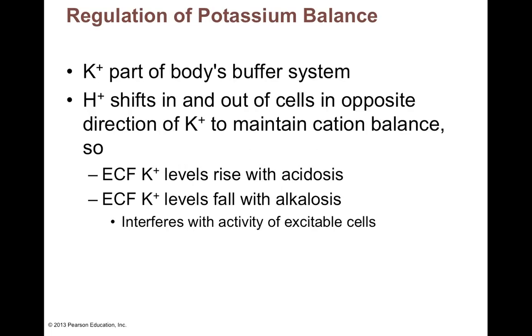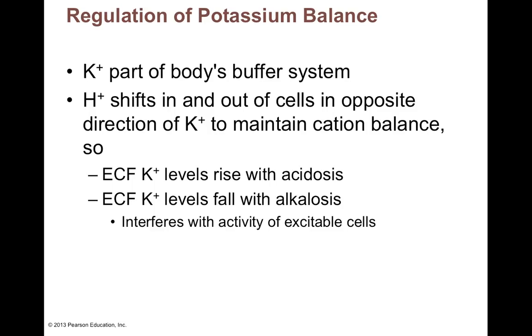Awesome. So potassium is also part of your body's buffer system. You can actually exchange potassium for a hydrogen ion to help maintain blood pH. Hydrogen shifts in and out of cells in the opposite direction of potassium to maintain cation balance. So if you have acidosis of your blood, your potassium levels rise, because if your blood's acidic, your kidneys attempt to get rid of that acid, but they exchange it for potassium. If your kidneys are secreting excess acid into your tubular fluid, you're exchanging that for potassium. So potassium levels rise as your blood becomes more acidic. Okay? And the opposite is that your potassium levels fall as your blood becomes more basic, because again you're exchanging the two.